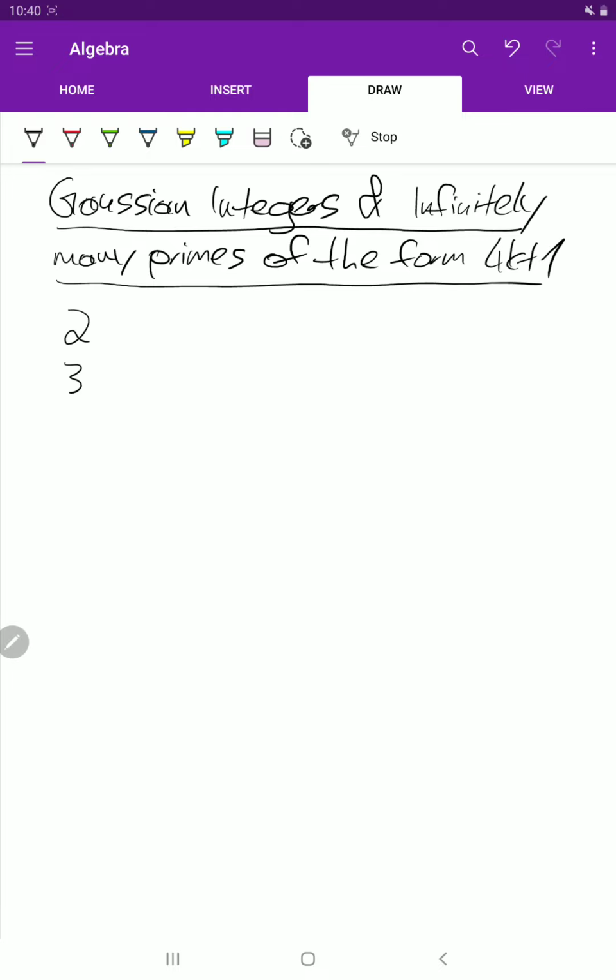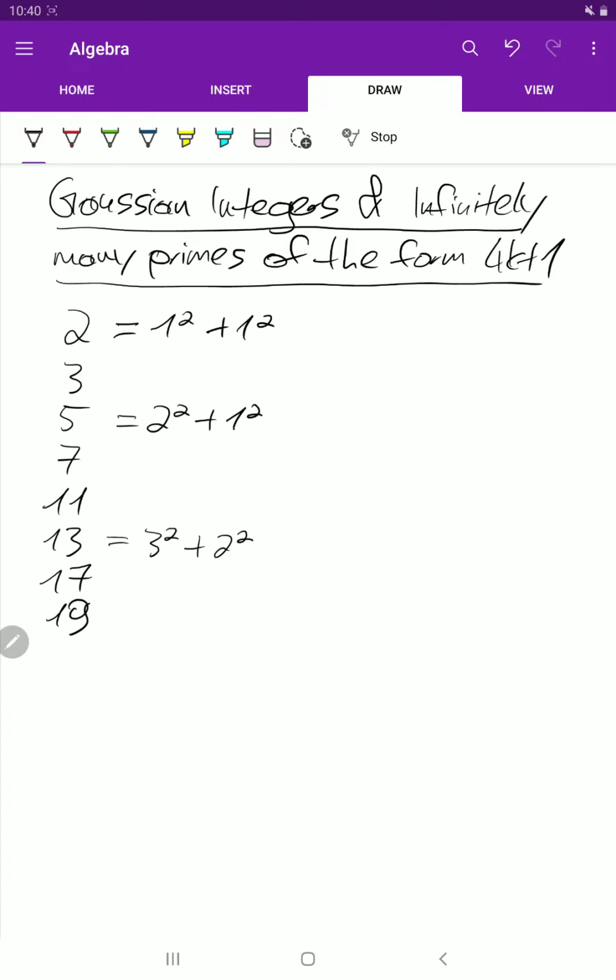So let's look at the first couple of primes. These are the first ones, and now let's see which one we can write as a sum of two squares. So 5 is 4 plus 1, and similarly, let's see which else. So this is 9 plus 4, and also this is 16 plus 1. And you can also check that you can't write 3, 7, 11, 19 as a sum of two squares. So you just have to check some numbers and see that they don't add up to give these prime numbers.